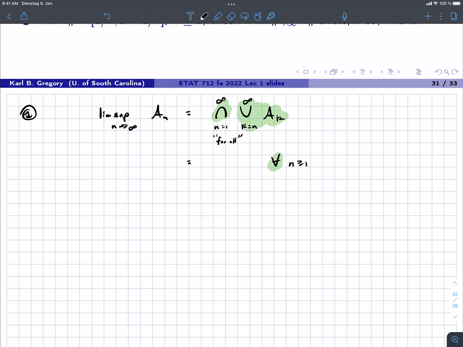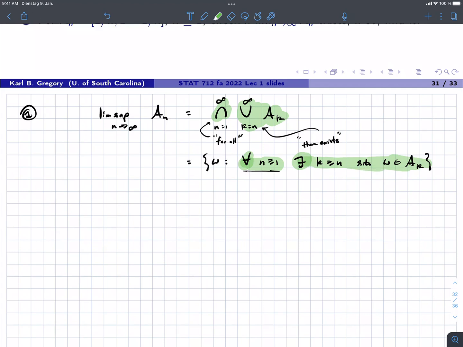So maybe let's write it as the set of outcomes omega such that for all n greater than or equal to 1, that's how we interpret this intersection, there exists k greater than or equal to n such that omega is in A_k. So there exists goes along with the union, and the for all goes along with the intersection. Let's think about what this whole phrase means then. It means for every n, I can always find some set later in the sequence which contains my omega. So this whole set is the set of omega such that for every n, I can always find a set later in the sequence which contains omega.